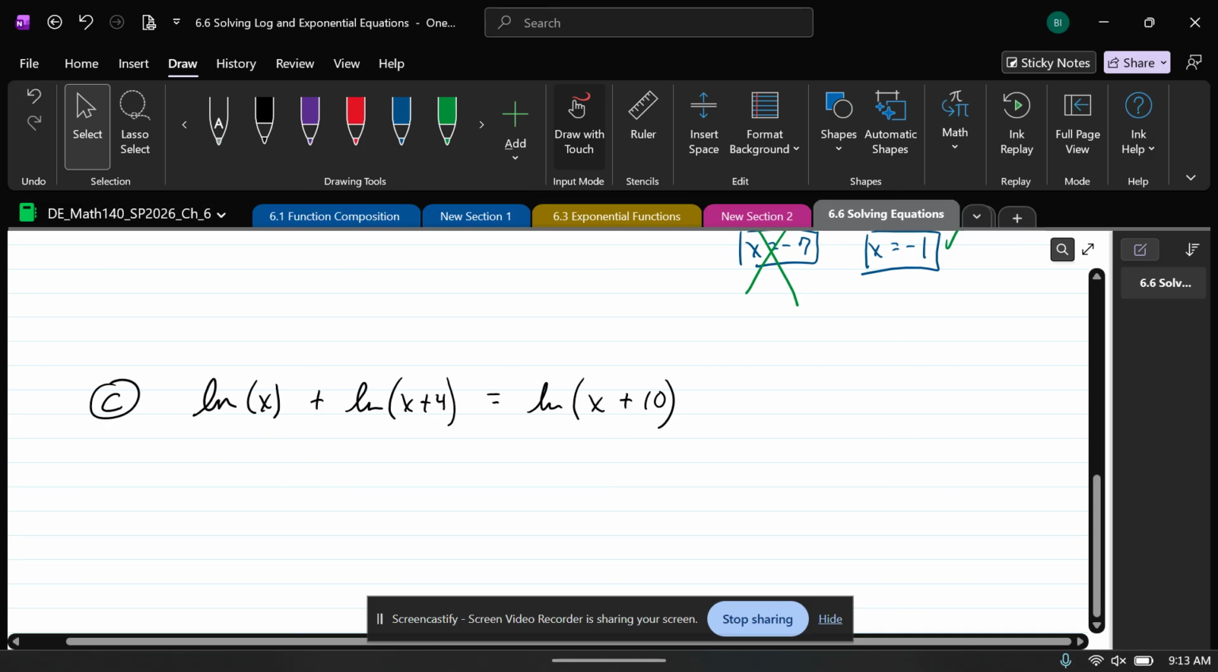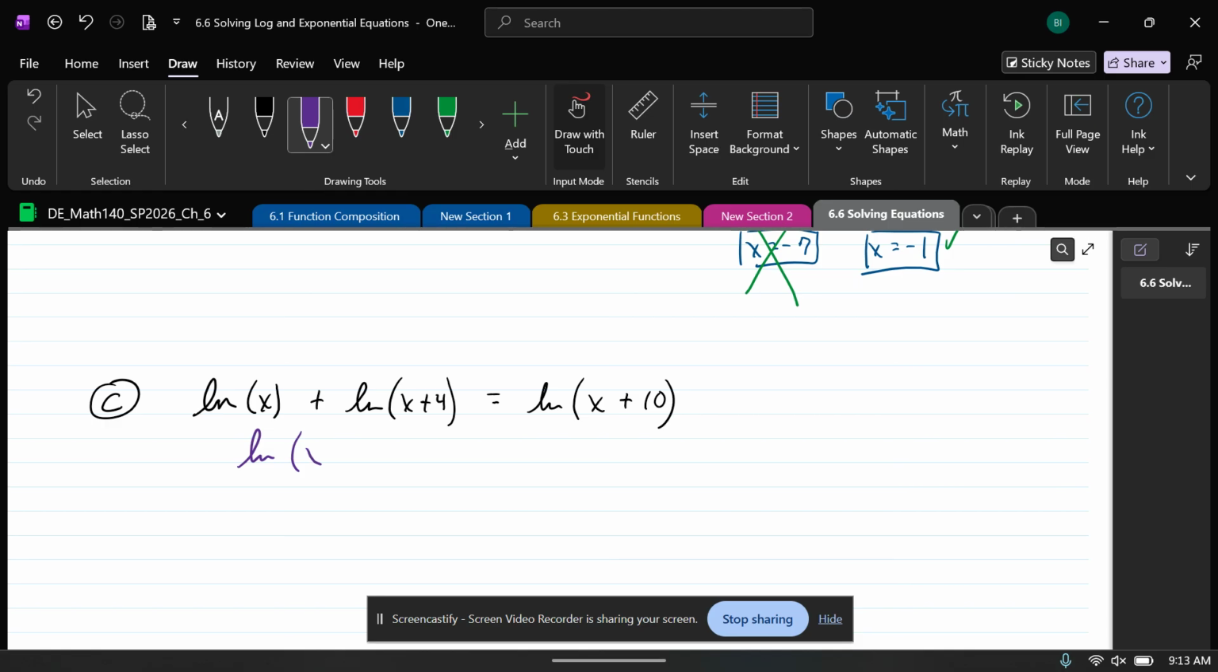Addition turns into multiplication, so that's going to be natural log. And I'm just going to go ahead and distribute that and get x times x is x squared, 4 times x is 4x. So I just went ahead and did the distributive property there.